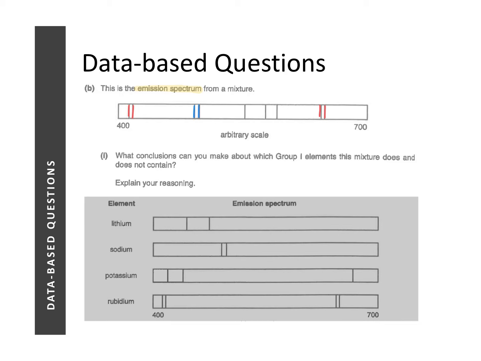Okay, so which group 1 elements are present? You have rubidium and you have sodium. Okay, why? Because the lines that correspond to the emission spectra of rubidium and sodium can also be found in the emission spectra of the mixture.